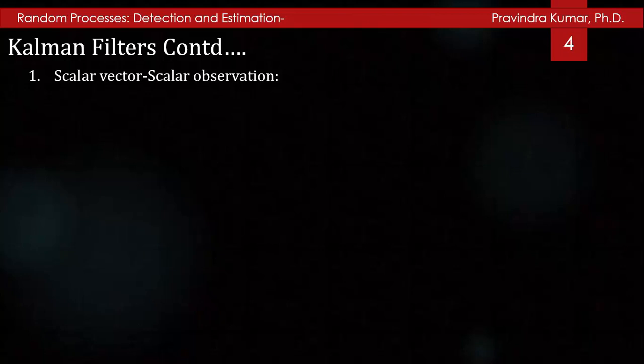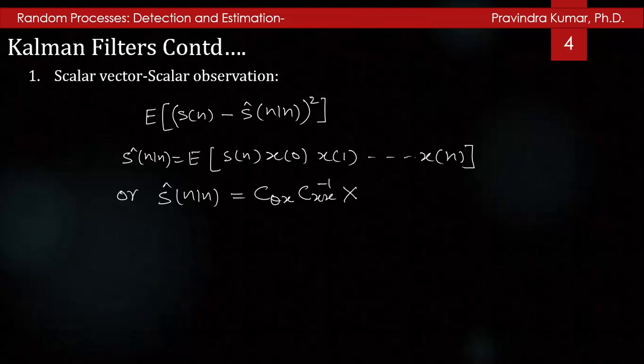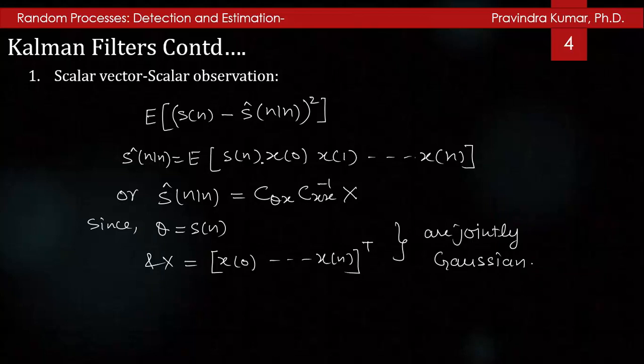Our criterion of optimality will be the minimum Bayesian MSE, or the expected value of the whole square of S[n] minus S cap n given n. Here S cap n given n is the expected value of S[n] given x[0], x[1] to x[n], which is the cross covariance C theta x into the autocovariance C xx inverse into x. Since theta is equal to S[n], and x is the transpose of x[0] to x[n], these are jointly Gaussian. Theta and x are jointly Gaussian.